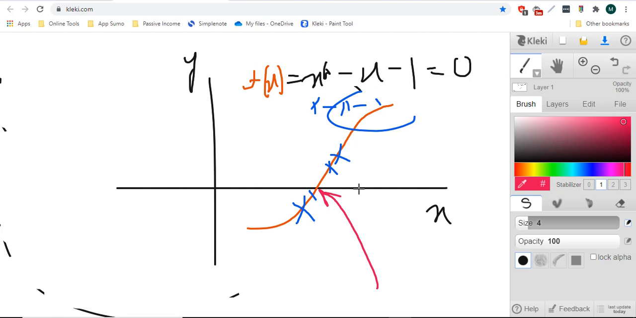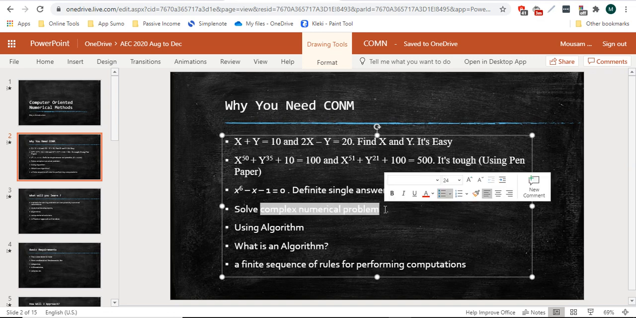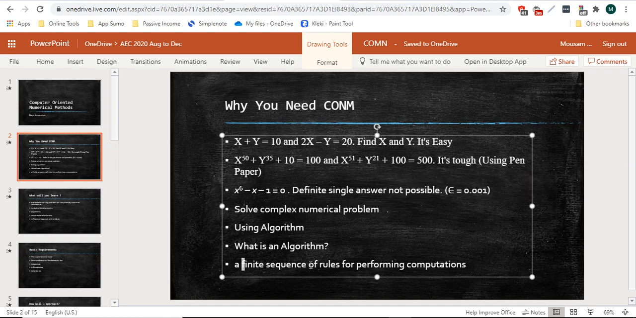So in order to do such kind of iterations also we require computer, because as I have told you, computer can perform the same task again and again. Hence we require CONM to help us solve complex numerical problems. How will it solve the numerical problem? By using certain algorithms. And what is an algorithm? An algorithm is a finite sequence of rules for performing computation.